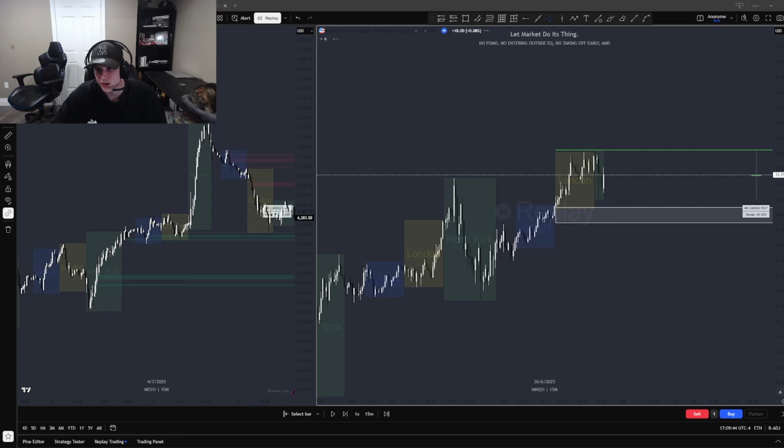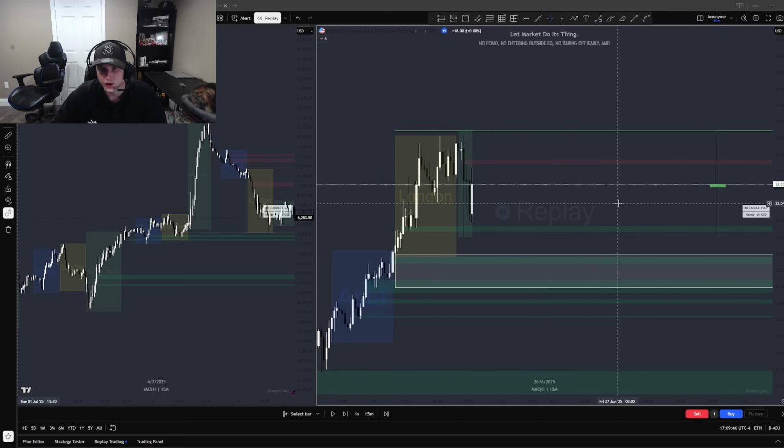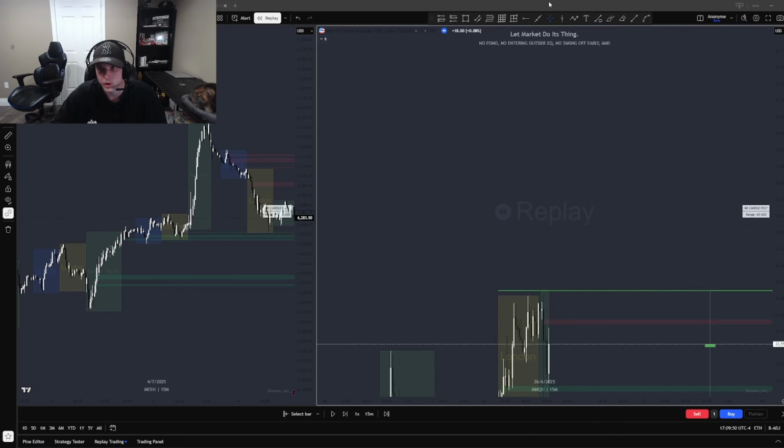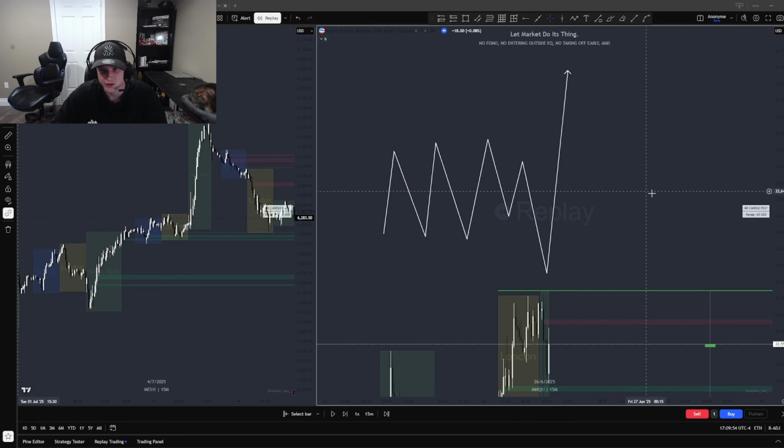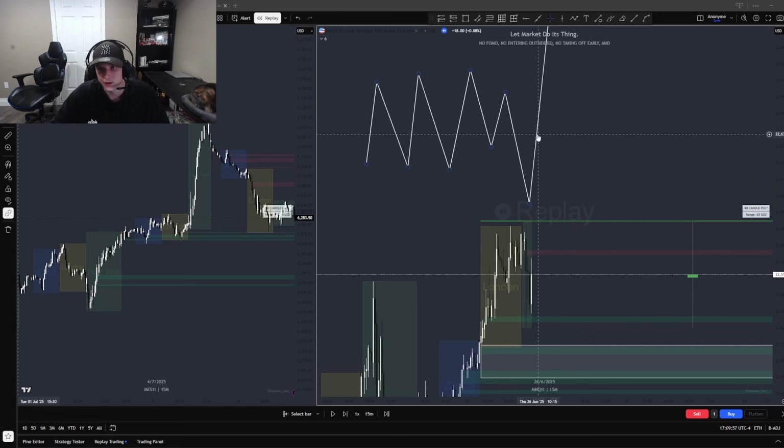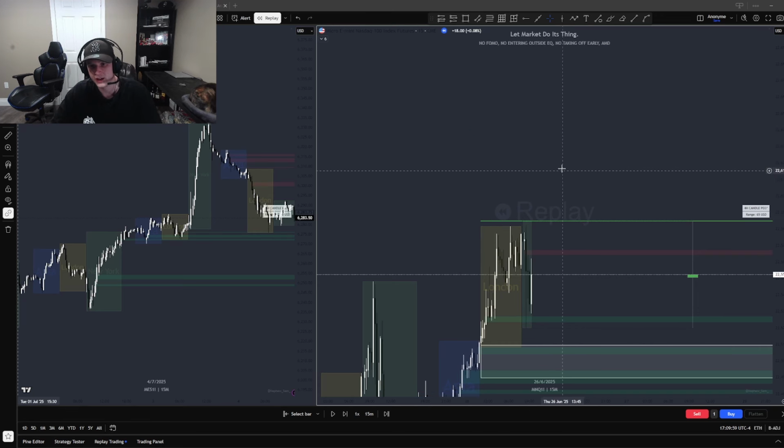Drop down to the 15-minute here. You guys know I trade AMD. So what do I trade? I trade something that looks kind of like this, right? And then like this, and like this. This is what I trade, okay? So what I do is I look for this exact thing on the chart before I take any trade.